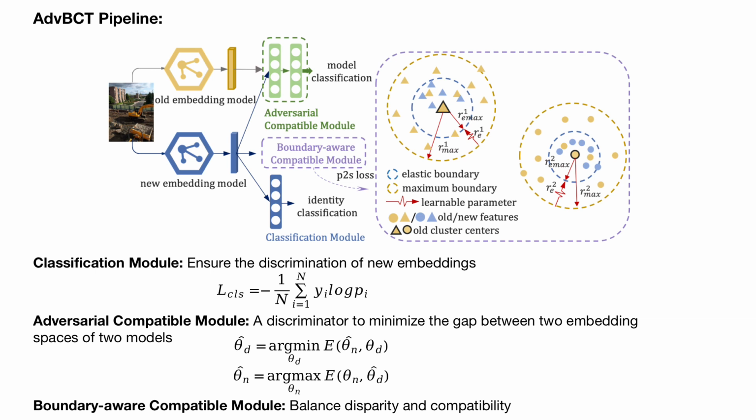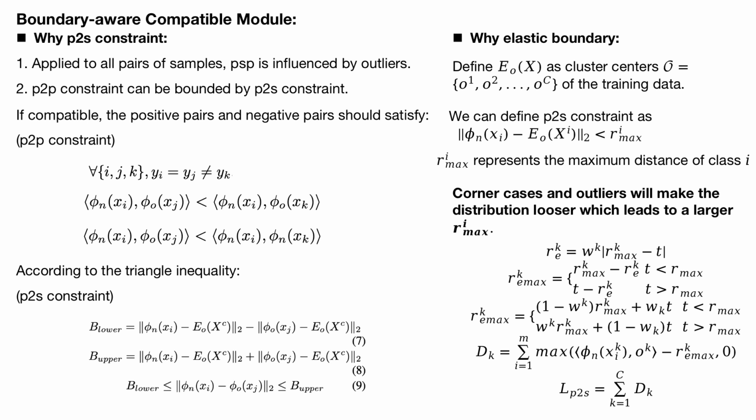Next, I will provide a detailed explanation of the boundary-aware compatible module. I want to explain why we use the P2S constraint instead of the P2P constraint. If compatible, the distance between positive embedding pairs from the new and old models should be smaller than the distance between negative embedding pairs from the new and old models, as well as the distance between negative embedding pairs from the new model. Applied to all pairs of examples, P2P is influenced by outliers. And according to the triangle inequality, the P2P constraint can be bounded by the P2S constraint, which won't be influenced by outliers heavily.